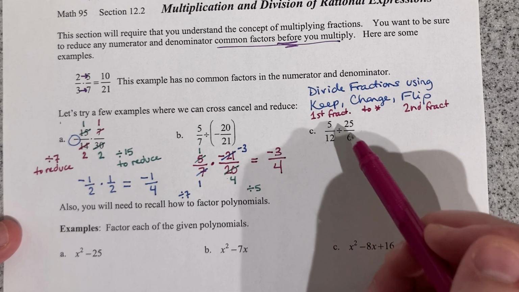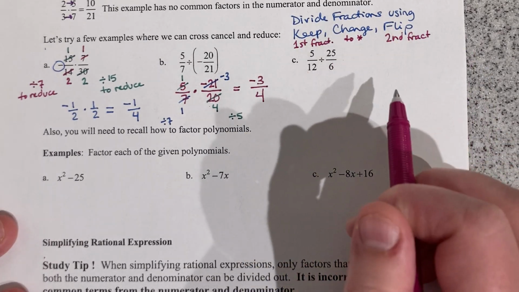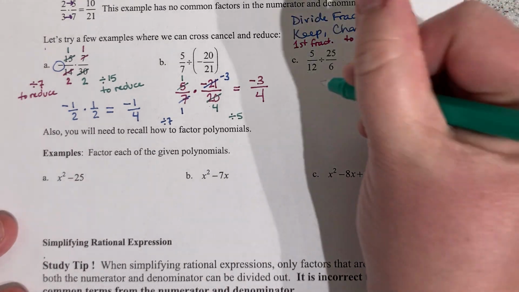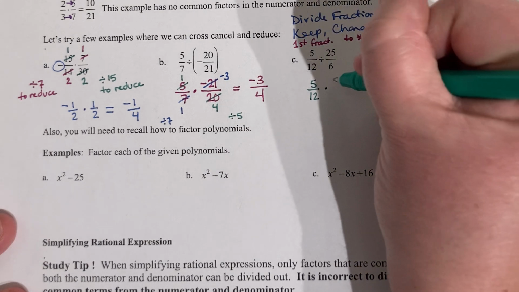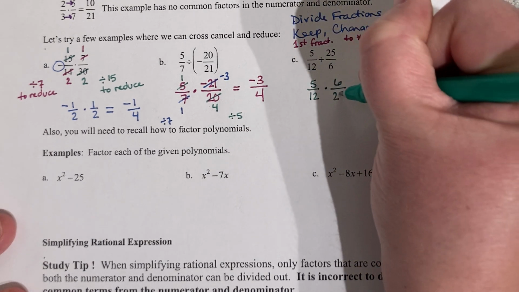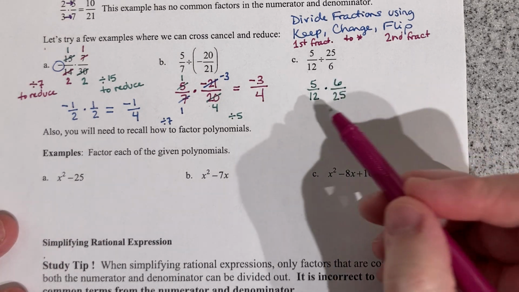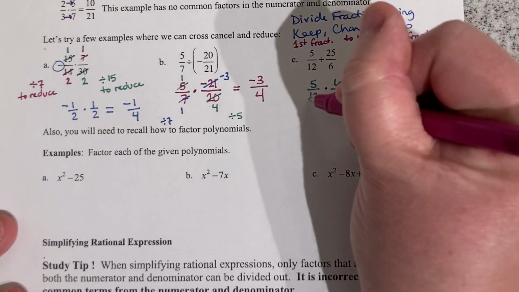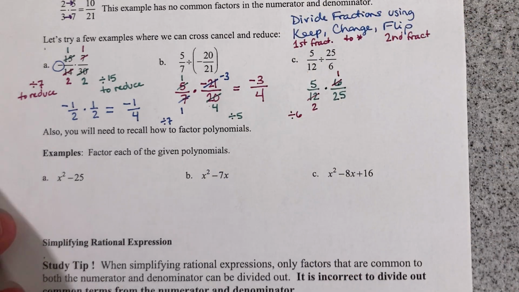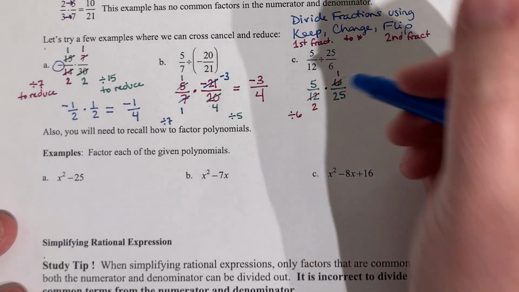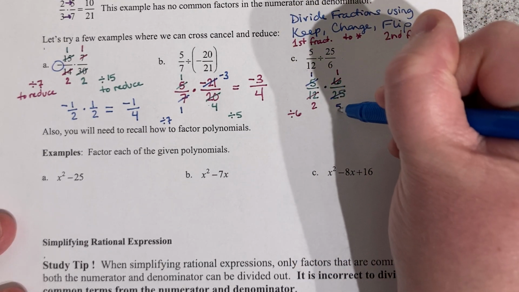Let's try another one because dividing has that extra step of keep, change, flip. So first step, keep the first fraction, 5/12. Change to multiplication, flip the second fraction, 6/25. And now cross canceling. 6 and 12, we can divide by 6 along that diagonal. Along the other diagonal, I can divide by 5. 5 divided by 5 is 1. 25 divided by 5 is 5.